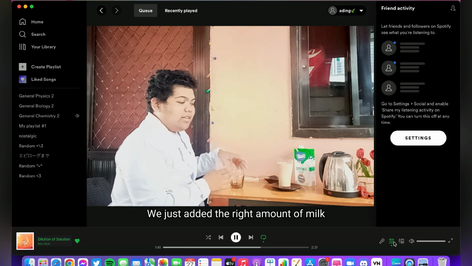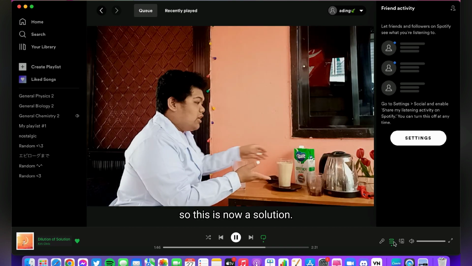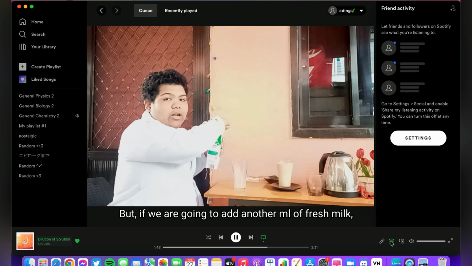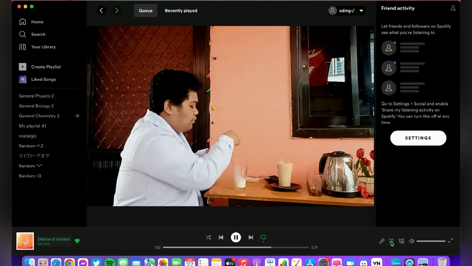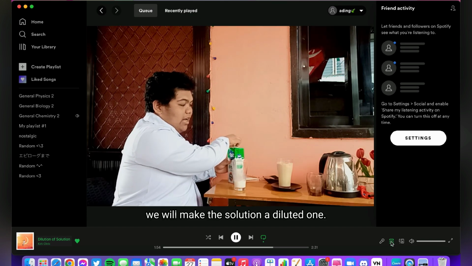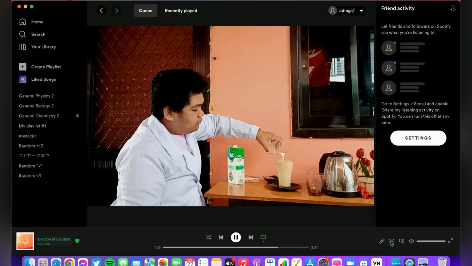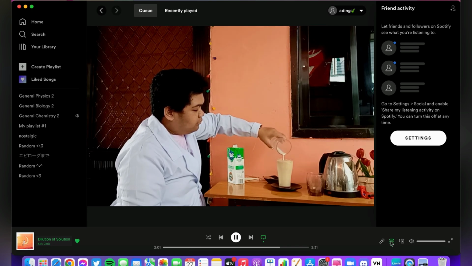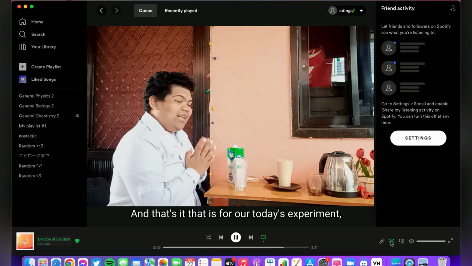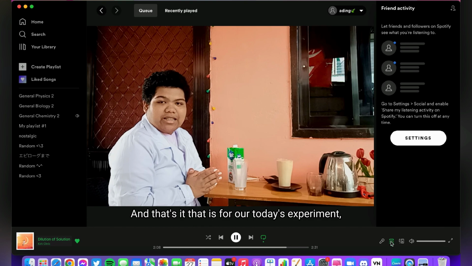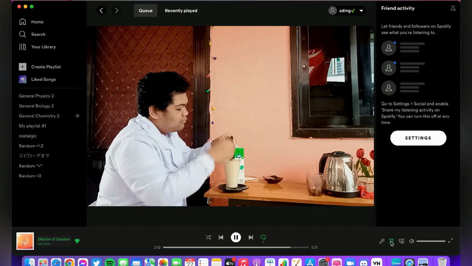We just added the right amount of milk, so this is now a solution. But if we are going to add another fresh milk, we will make the solution a diluted one. And that's it. That is for our today's experiment, which is the dilution of solution.